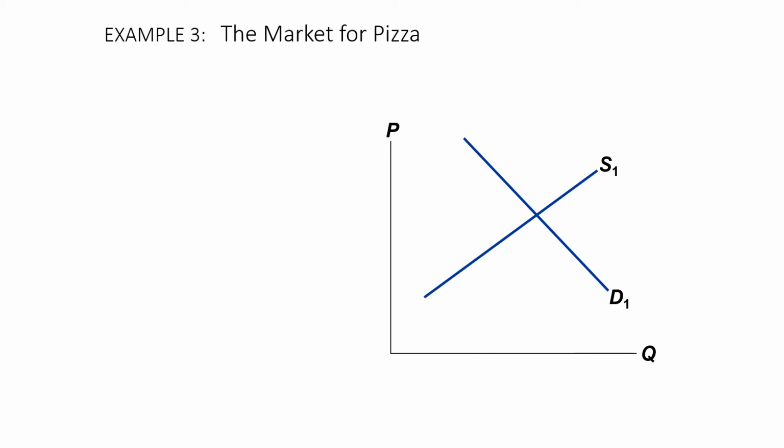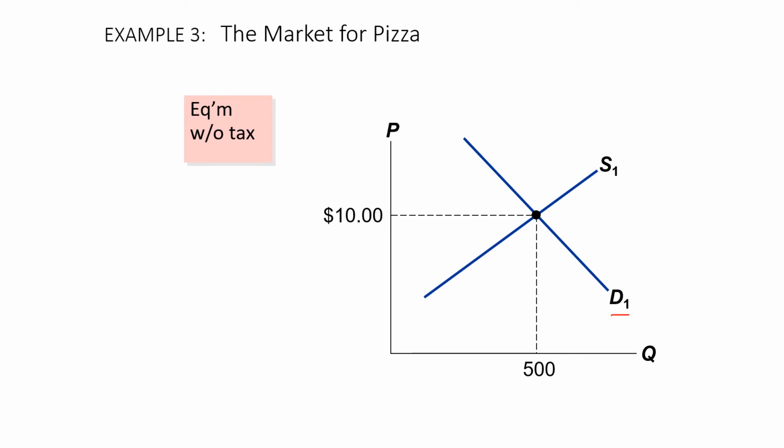Now here is a typical supply and demand analysis for the market of pizza, and we have S1 as the supply curve, and we have D1 as the demand curve. So what are the equilibrium price and quantity? Let's identify them. The equilibrium price here is $10, and the equilibrium quantity, the number of pizzas sold and purchased, is 500 units. So this is without imposing any taxes.